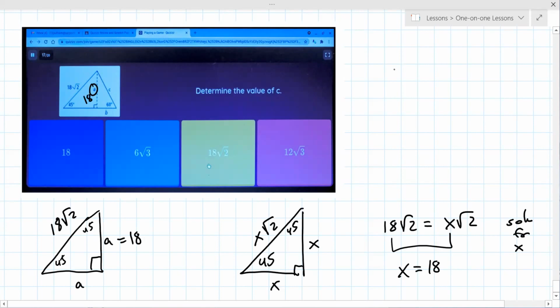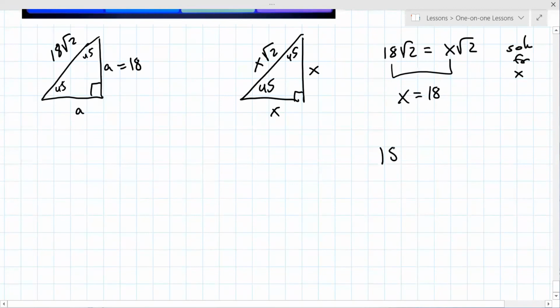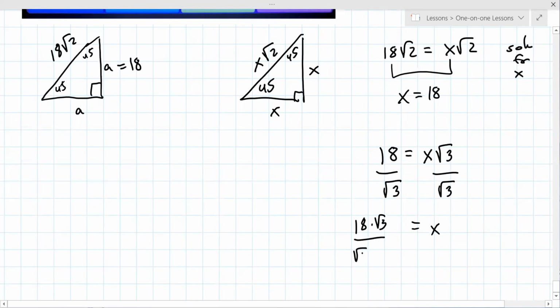It's 18. Now let me draw that triangle up here. So this is 18. This is 60. And this is B. And this is C. So the 60 is across from the long leg. And in the reference triangle, this is what you have to have remembered, the long leg is x square root 3. So 18 is equal to x square root 3. And you've got to solve for x. You've got to divide both sides by square root of 3. This is the first problem we've encountered where you actually have to rationalize the denominator. To do that, you multiply the top and the bottom by the square root of 3.